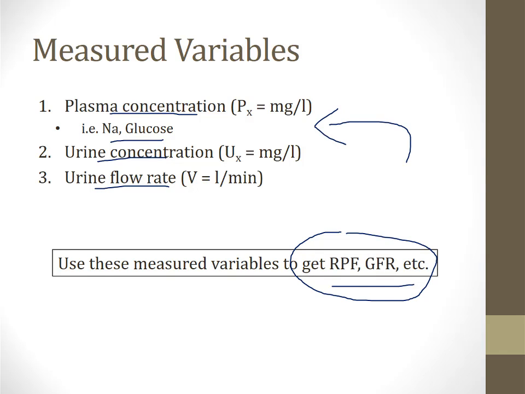We can take a blood sample and measure the plasma concentration of solutes. We can take a urine sample and measure the urine concentration of solutes. And if we ask the patient to collect their urine over 24 hours, we can then determine the urine flow rate in liters per minute. So from these 3 relatively easily obtainable measurements, we will try to get some important measurements of what's going on in the kidneys like renal plasma flow and GFR.